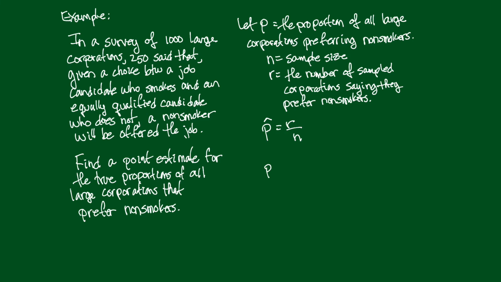So what are we going to get? The point estimate is equal to R, 250, over 1,000. P hat turns out to be 0.25. So our point estimate is 0.25, which means what? That about 25% of all large corporations prefer candidates who are non-smokers.